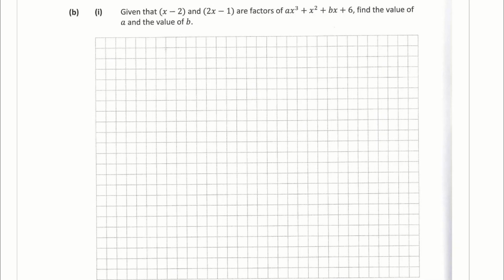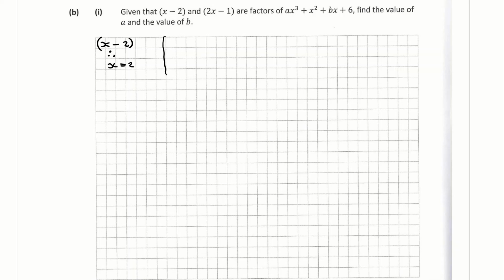Question 2b, part 1. Given that we have two factors of a quadratic or cubic equation, you need to solve for a and b. There are different ways of doing this question. I'm going to focus on the factors they've given me. The first factor I'm given is x minus 2. I know that is a factor, so there must be a solution. Therefore, if I solve this, x is equal to 2 is a solution.